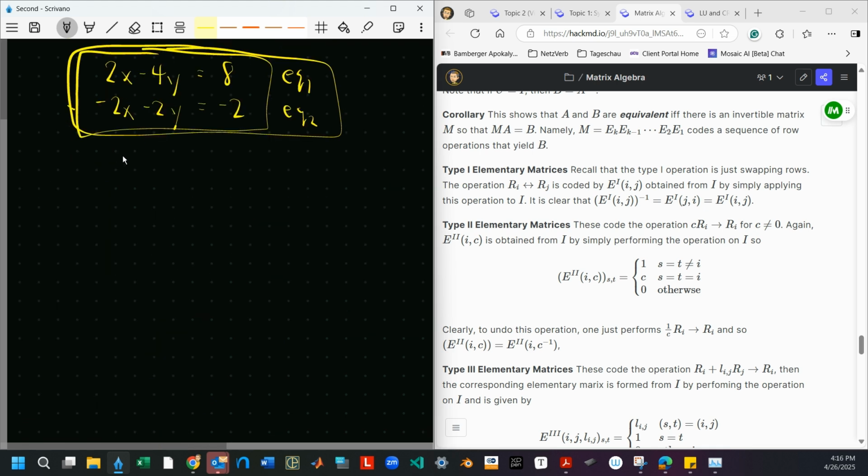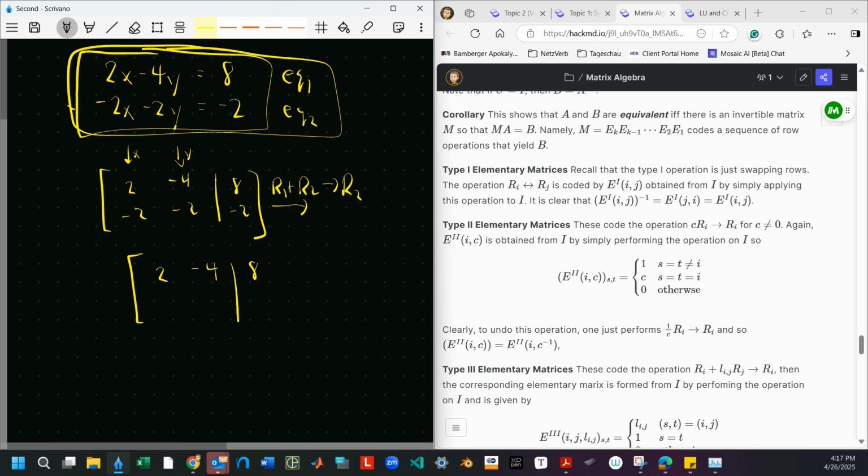So I can take this thing and forget about the x and y, except their positions, right? So this is where x's go, this is where y's go. And I can have 2, minus 2, minus 4, minus 2, and I augment it. Sometimes you just draw a line like that to say 8, minus 2, all right? And now I'm going to do exactly the same kind of thing, but I'm going to do the operations on the rows, right? So here I'm going to take row 1 plus row 2 and replace row 2, right? And that's going to give me a new matrix, which will be 2, minus 4, 8. I didn't do anything to the top row. And then here I'm going to get 0, minus 6, 6, right? Just as before.